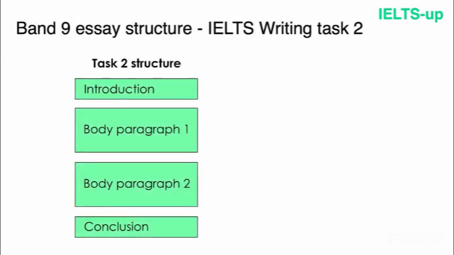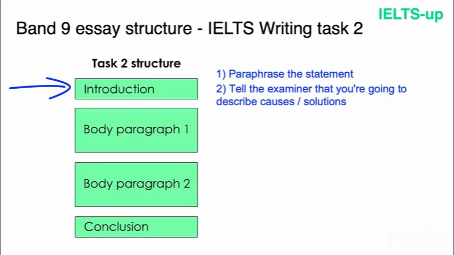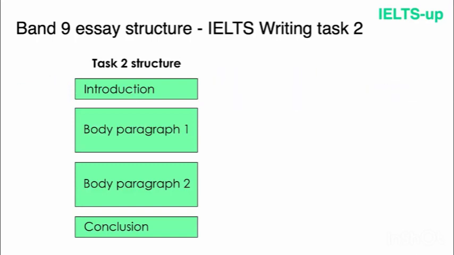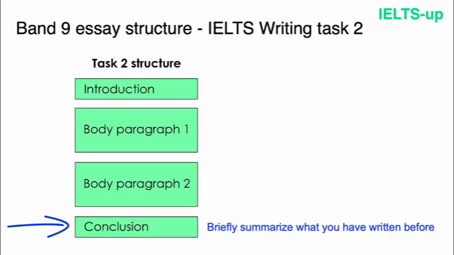Here is a Band 9 answer structure for causes-solutions essays. You start with an introduction. In the introduction, you paraphrase the statement and tell the examiner that you're going to describe causes and solutions of the specific problem. After that, you write body paragraph 1. In this paragraph, you describe causes. Next, you write body paragraph 2, and in this paragraph, you describe solutions. Finally, you write a conclusion. In the conclusion paragraph, you briefly summarize what you have written before.